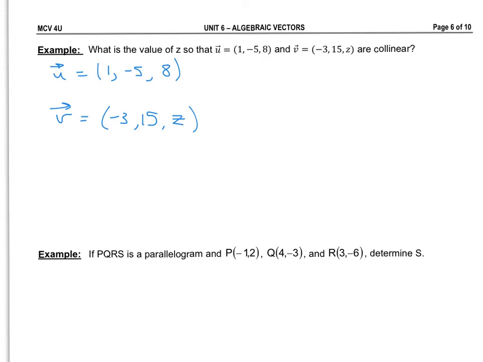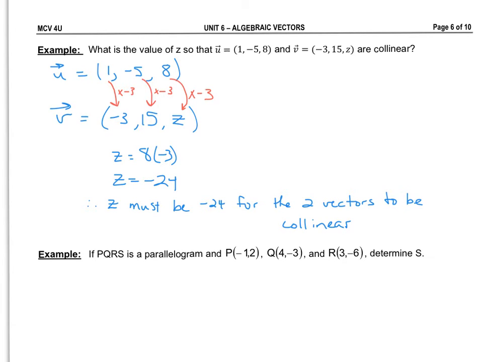But you probably can figure this out pretty quick. To go from 1 to -3, I'd be multiplying by -3. And to go from -5 to 15, I'd have to multiply by -3. So that means to go from 8 to z, to make it collinear, it's going to have to also get multiplied by -3. We can make a nice little equation out of that: 8 times -3 would equal z. So our z is going to equal -24 to be collinear.